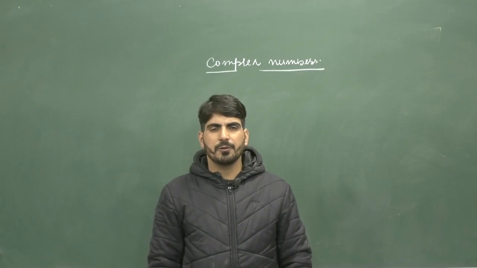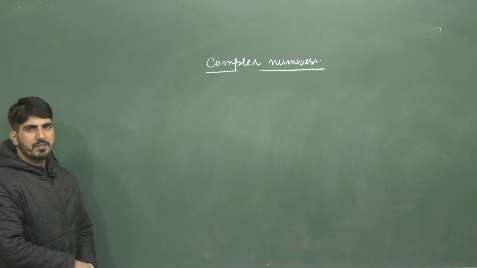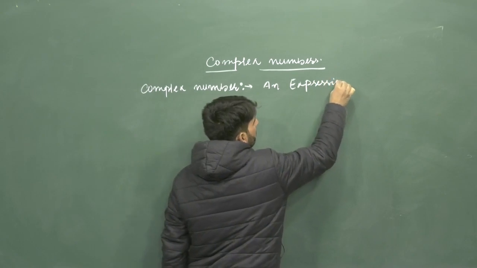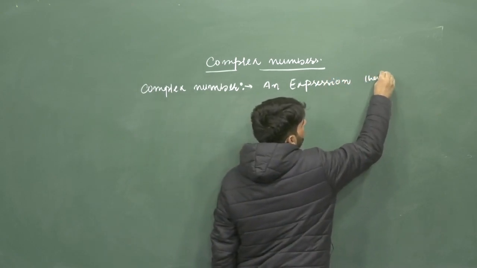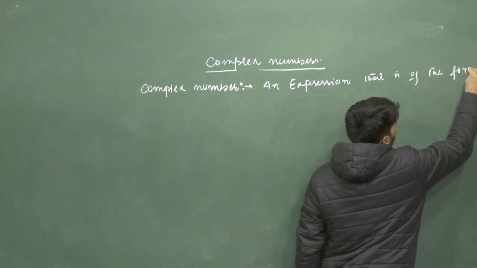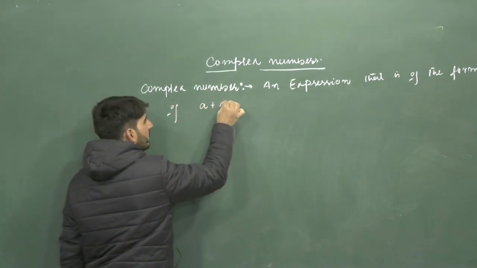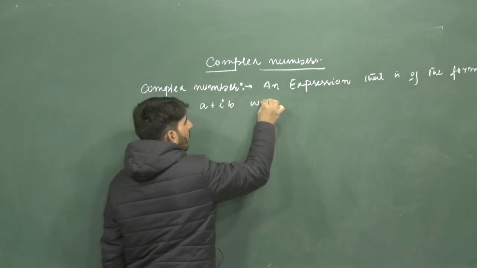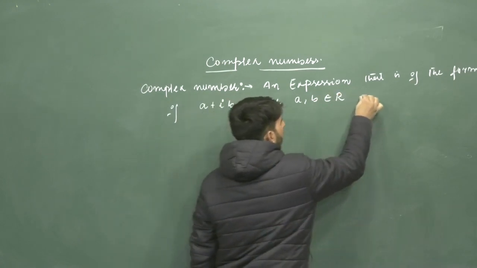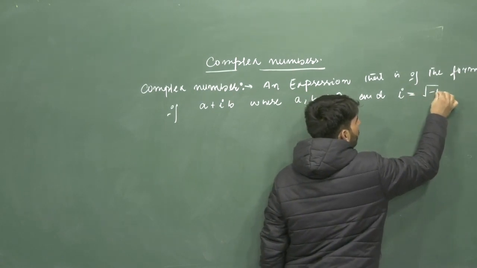Dear students, today we will start a new chapter, that is complex number. So first of all, what is a complex number? Any expression that is of the form of a plus iota b, where a, b are both real numbers and iota is an imaginary number whose value is square root of -1.